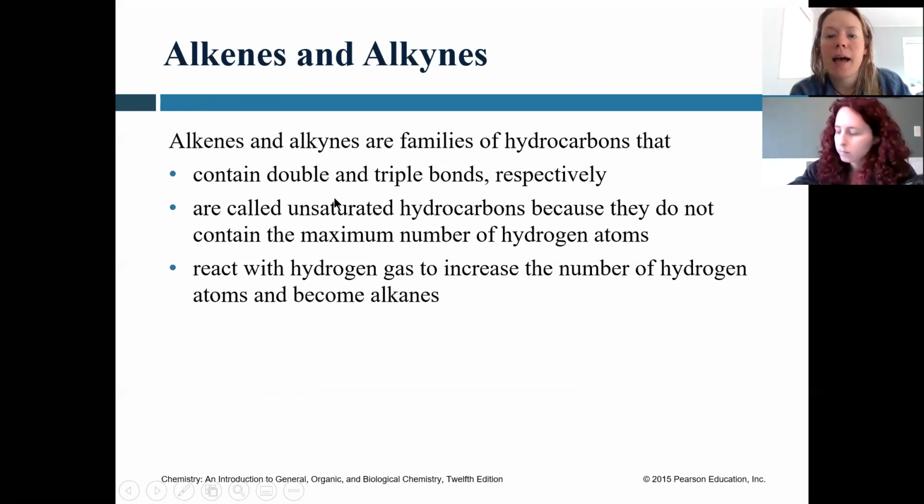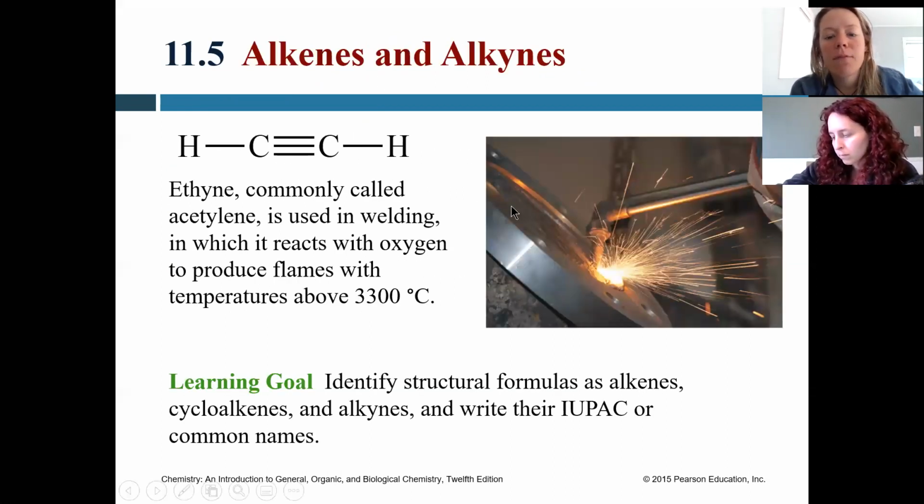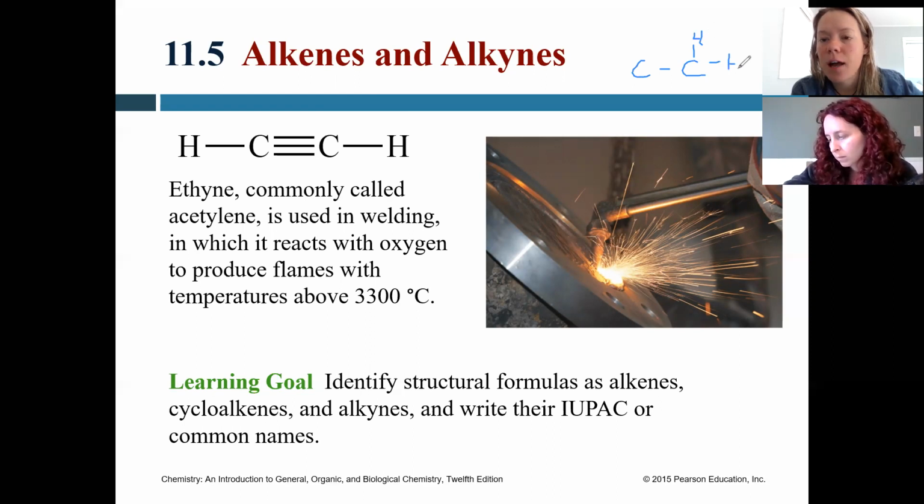Sometimes they're called unsaturated hydrocarbons. The single bond ones, we call those saturated hydrocarbons because they have the most amount of hydrogens that they can possibly have. Alkenes and alkynes are unsaturated hydrocarbons because they don't contain the maximum number of hydrogens. Looking back at this picture here, if this was just ethane, it would be carbon bonded to carbon and it would have 3 hydrogens on each carbon. Okay, this is ethane.